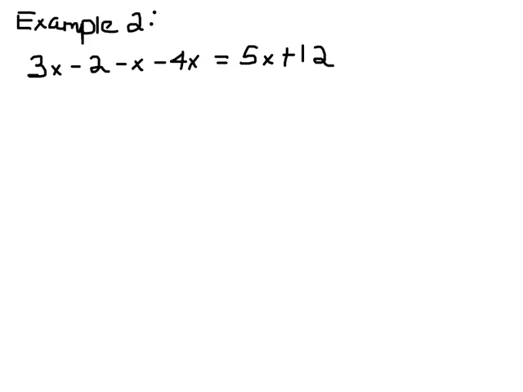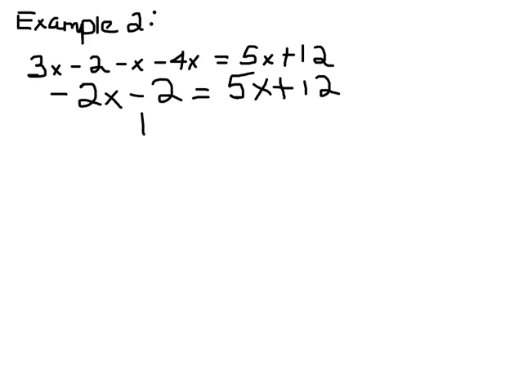Alright, let's first look and see about like terms. On this side of the equation, I have a 3x, a negative 1x, and a negative 4x. So let's combine those. Negative 4 plus negative 1 is negative 5, and negative 5 and positive 3 gives us negative 2x minus 2 equals 5x plus 12.